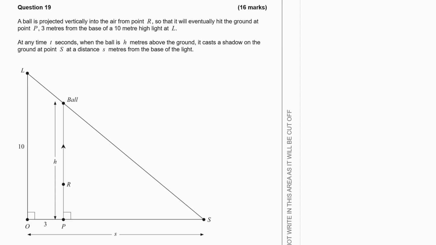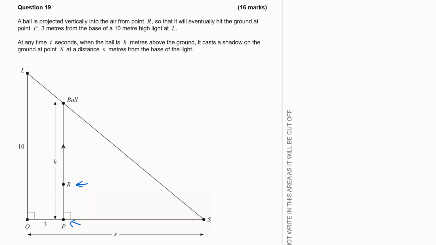A ball is projected vertically into the air from point R, which we can see here on the diagram, so that it will eventually hit the ground at point P. So it's going to go up and come back down again. And that is 3 meters from the base of a 10-meter high light at L. We can see that on the left-hand side of the diagram there.